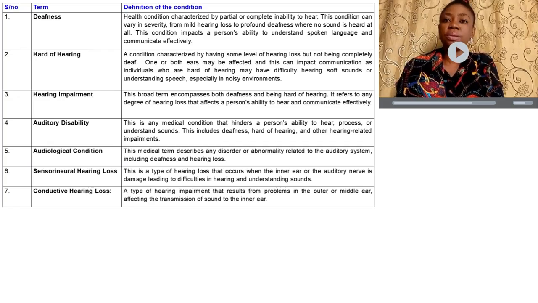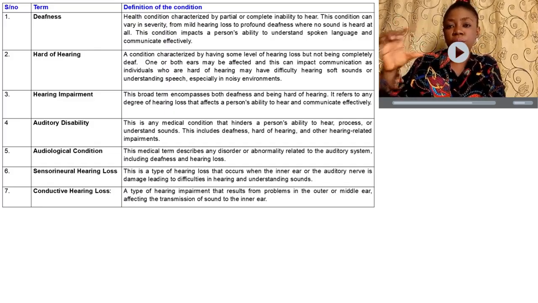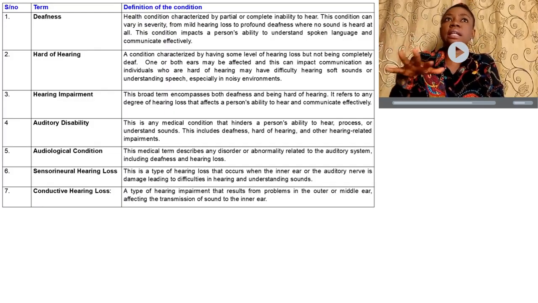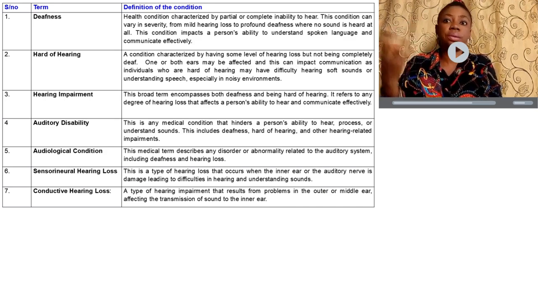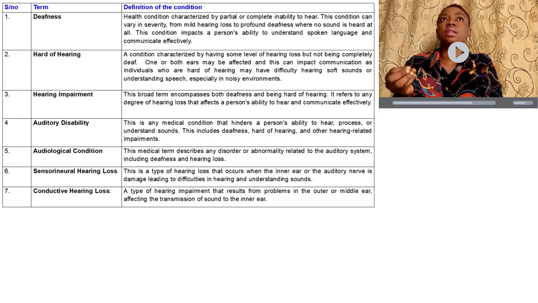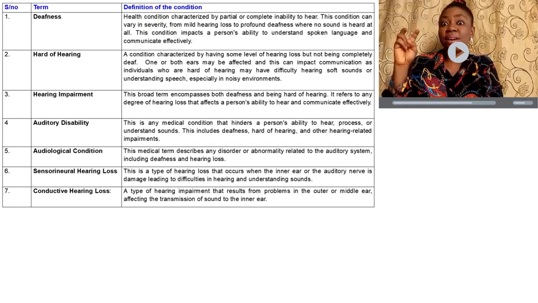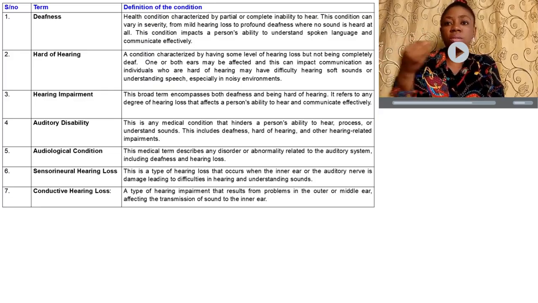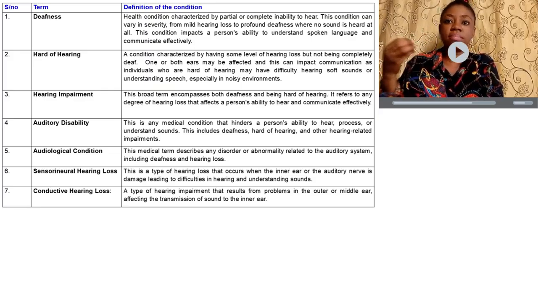And then we have hard of hearing. We could say it's a partial loss of hearing. So it's not like the person cannot hear at all. So you could just hear a little, but not completely. And most times they actually require aid for them to hear well. That's hard of hearing. So we'll talk about hearing impairment. Hearing impairment is actually an umbrella word, so to say. So that is a term that is used to describe both total deafness and hard of hearing.